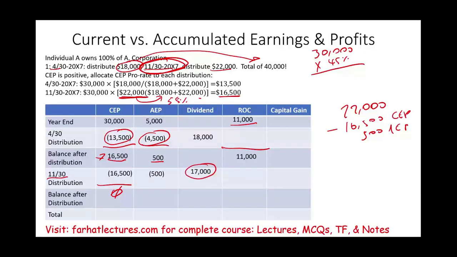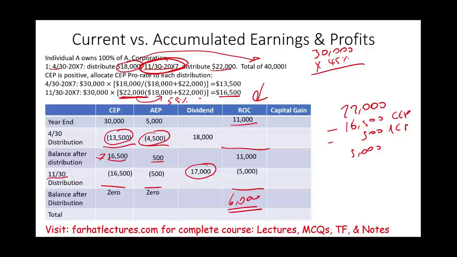Now, we still have to account for 5,000. What happened to that 5,000? What do we consider this 5,000 that's remaining from the distribution? Well, if we have basis, it's going to reduce the basis. Do we have basis? Yes, we have 11,000 of basis. Therefore, the 5,000 comes out of the basis. Now, how much basis do we have after this distribution? 11 minus 5 equals 6,000.